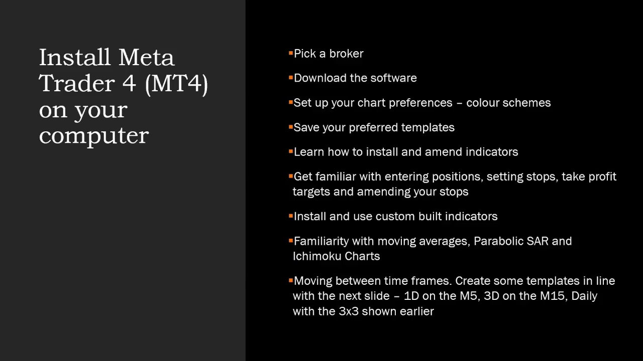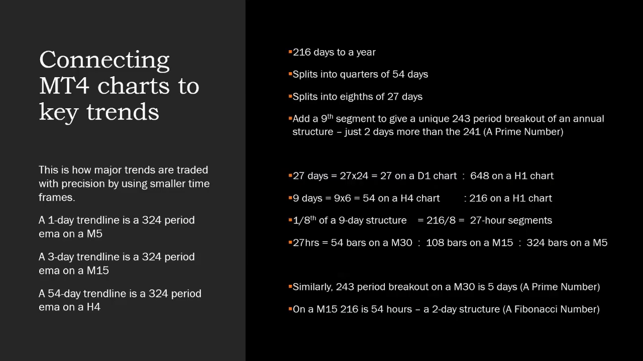So just to revise, these were the kind of settings, how we would play with those charts. So the one-day trend line is a 324 period EMA. And once you've created the template, you can just flick that same template to an M15 and look at a 3-day trend, and then flick the same template into an H4 and look at a 54-day trend line. So those are just some of the numbers. You'll obviously get familiar with it, but once you start to create your basic templates, it will become second nature to you.